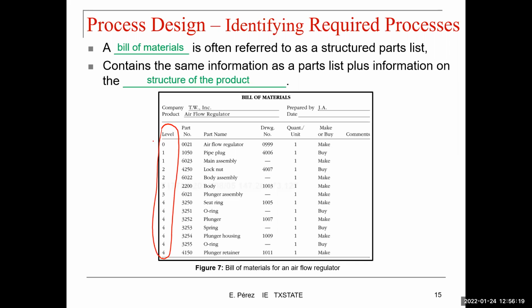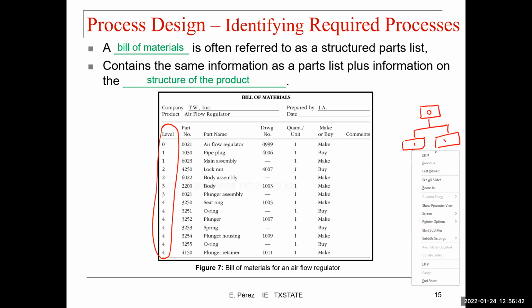The level is telling you, so this is like a hierarchy, right? For the final assembly, here is level 0, and then at level 1, you have 2 sub components. And then for each sub component, you might have another level, right? And so on. So it gives you an idea of what the basic components are at the lower level, and as you put them together, how you can create the final assembly.